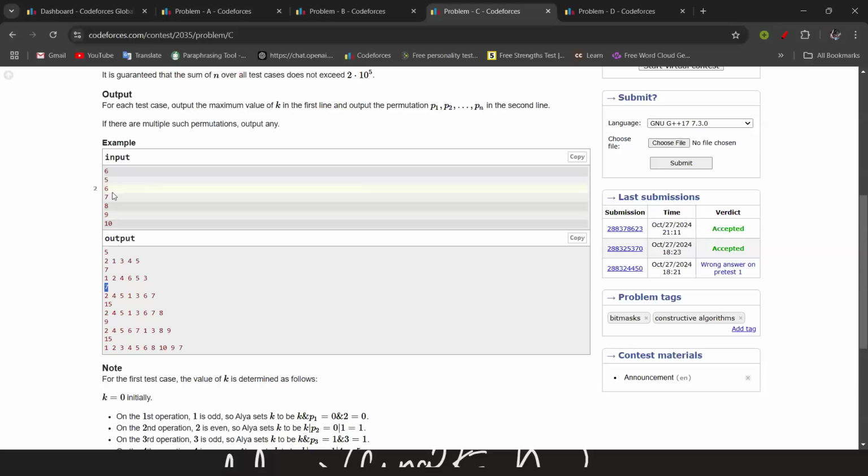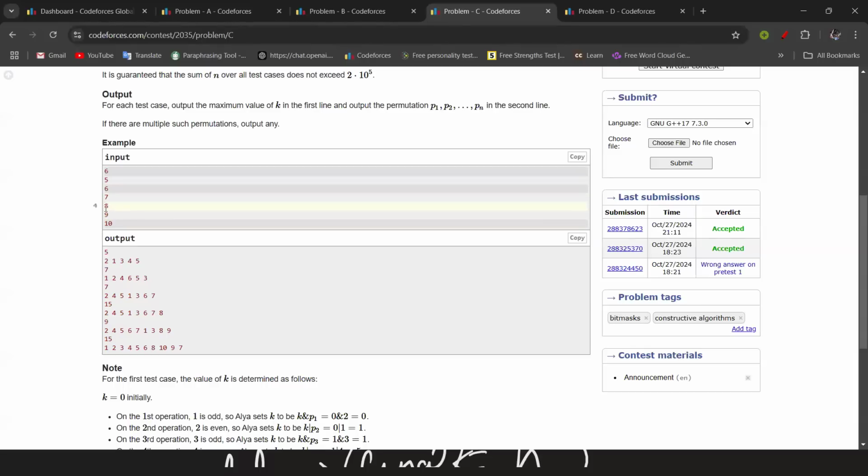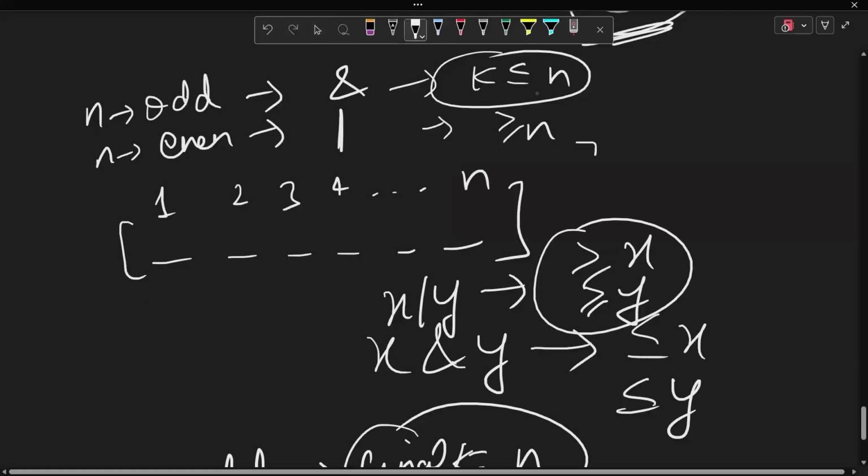Let's look at the test cases for n equal to 6, the even case. You were able to go up till 7. For n equal to 8, you were able to go up till 15. For n equal to 10, you were able to go up till 15. Now, can you notice something in this 7, 15, 15? These are the numbers with all the bits set. So 7 is 111, 15 is 1111 in binary.